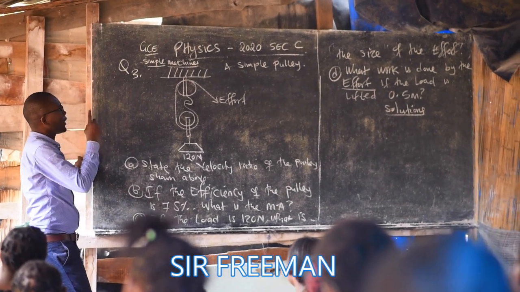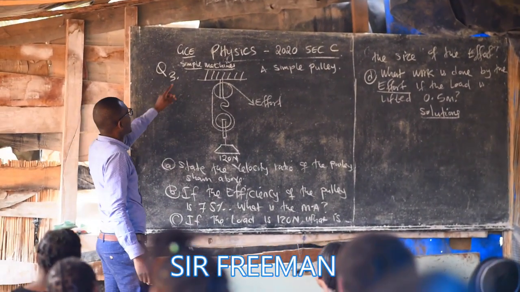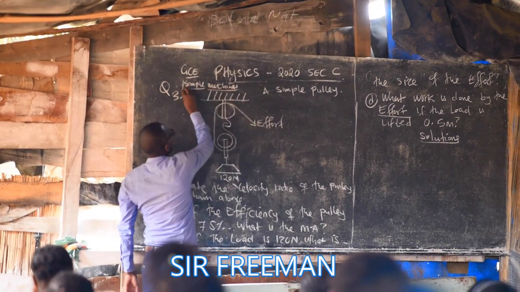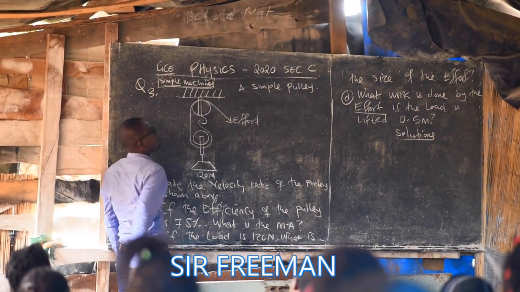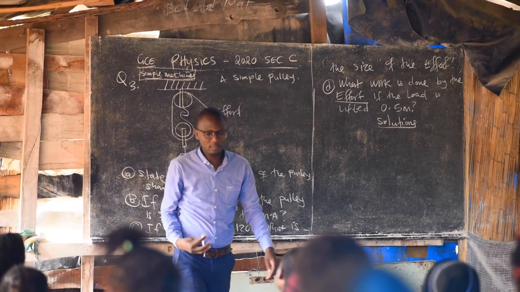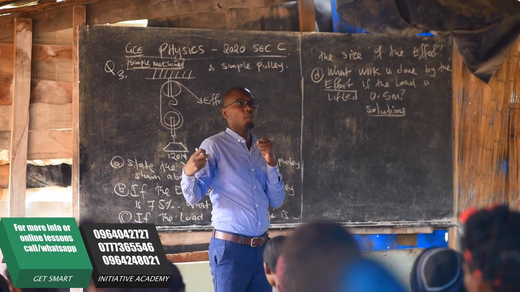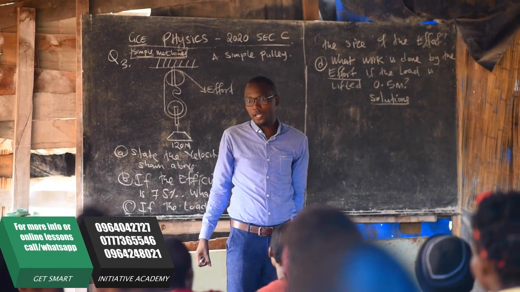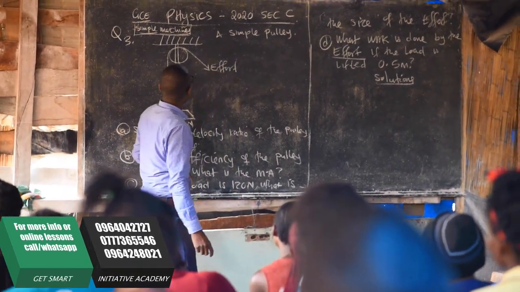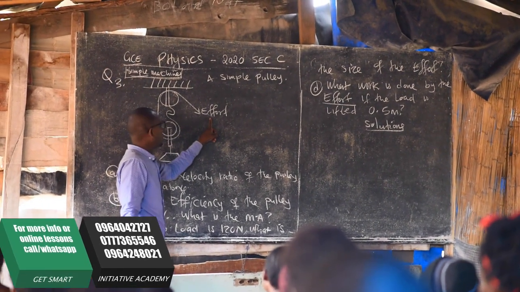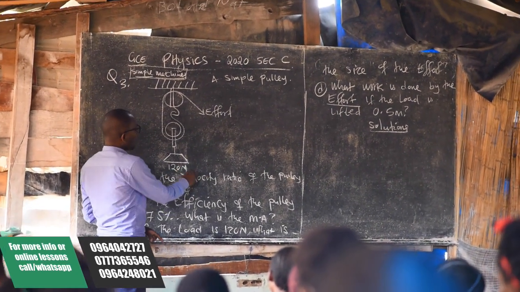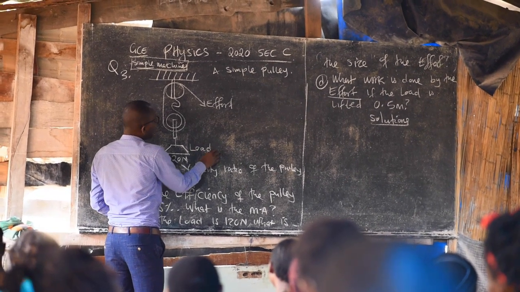This is still the 2020 GCE paper, under the topic called simple machines. We know that simple machines are just devices that use less effort to overcome a larger load. Is that okay? Yes. So they use less effort in order to overcome a larger load. So here, this is a load.